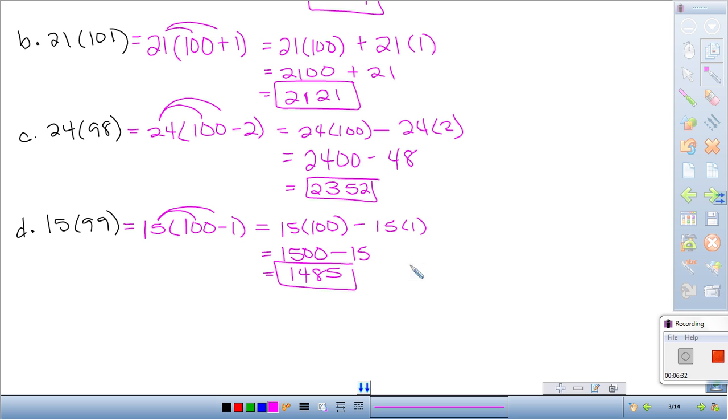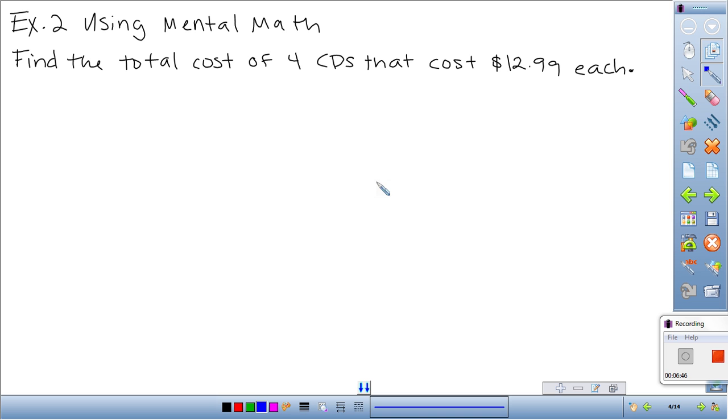Now, once you get good at the distributive property, you can start skipping this step altogether. You can do that in your head. 15 times 100, 1,500, 15 times 1, 15. And you can start skipping that step. Excuse me. Example 2.